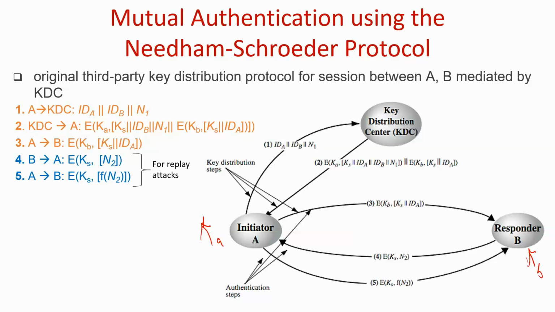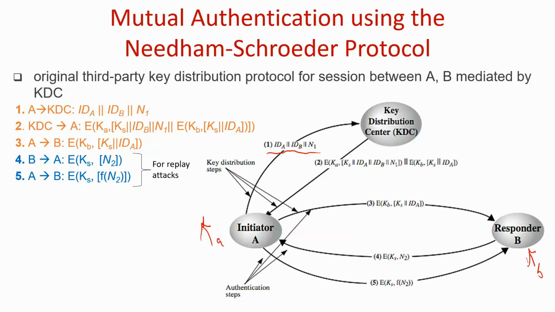If this is the case, then the protocol starts with the initiator A sending to the KDC this message, which includes the ID of A, the ID of B, and a nonce. A nonce is a random number used only once, so A generates a nonce just for this exchange.